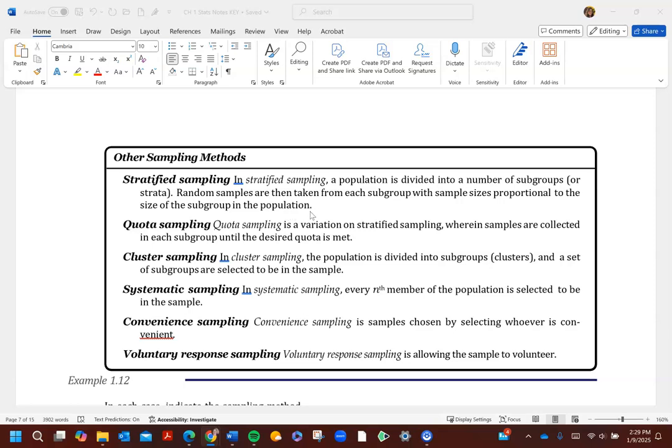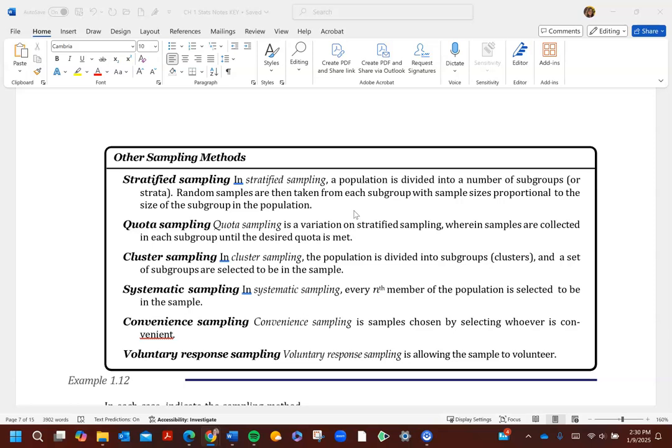So just take a minute to read through the definitions here. I'll read through them as well. Stratified sampling. It's when a population is divided into a number of subgroups or strata. Random samples are then taken from each subgroup, with the sample sizes proportional to the size of the subgroup in the population. Quota sampling is a variation of that, wherein samples are collected in each subgroup until the desired quota is met.